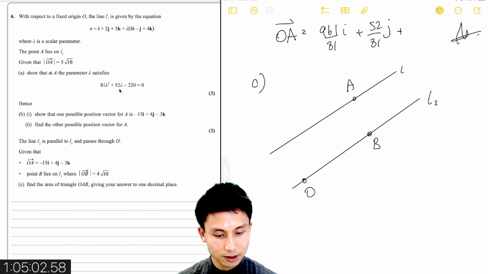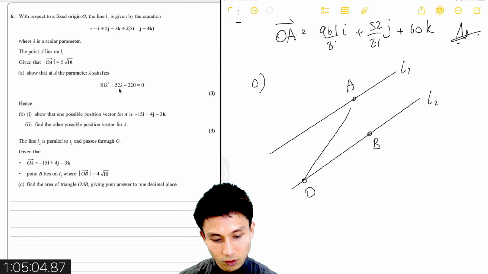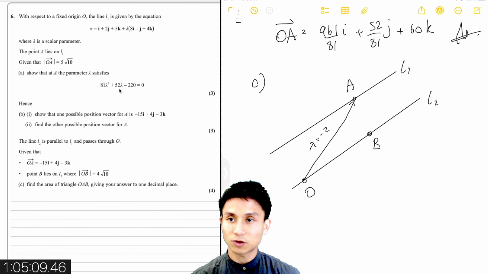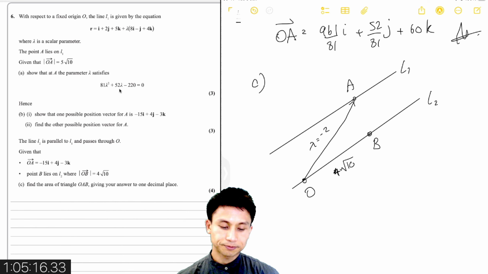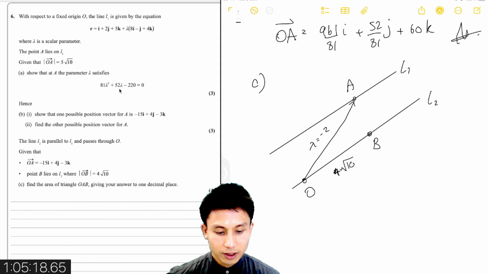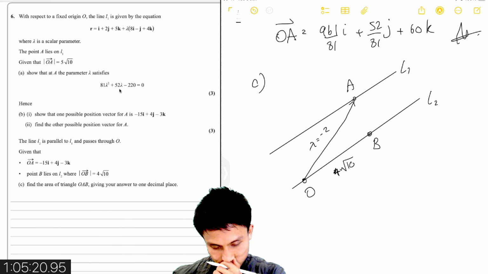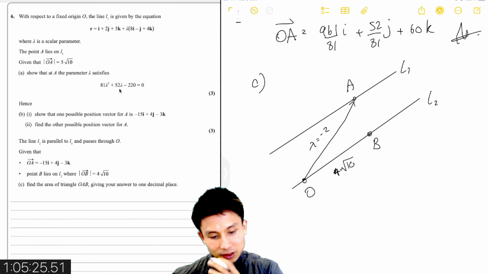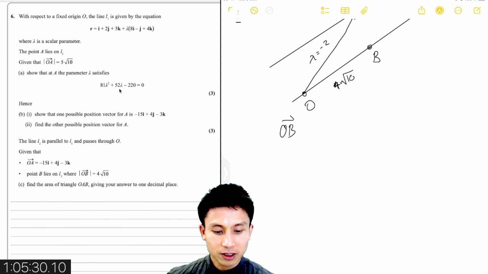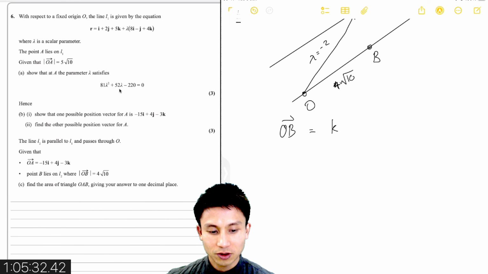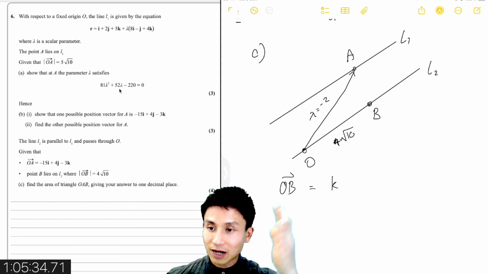So it's like this instead. So OA here we already know, with lambda being -2 on the vector equation L1, and OB is 4√10. Yeah, okay. We can write the vector OB here because we know that OB must be parallel to the direction of line L1.